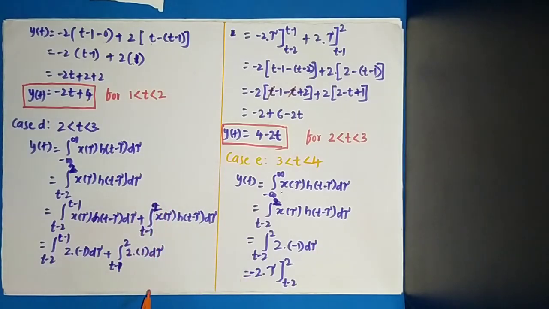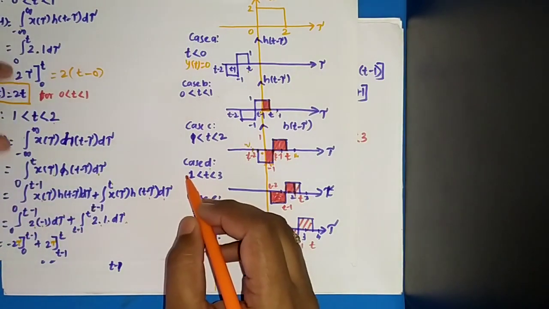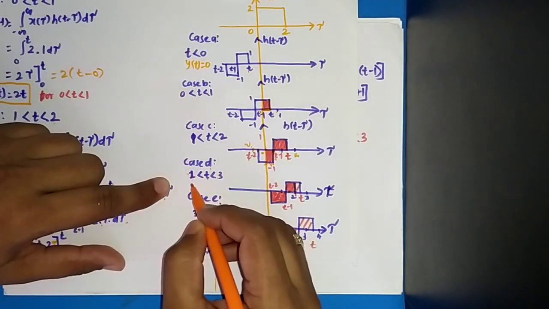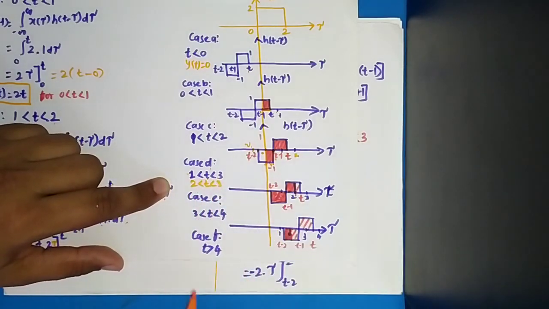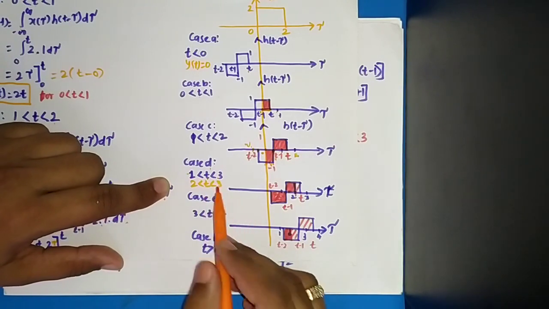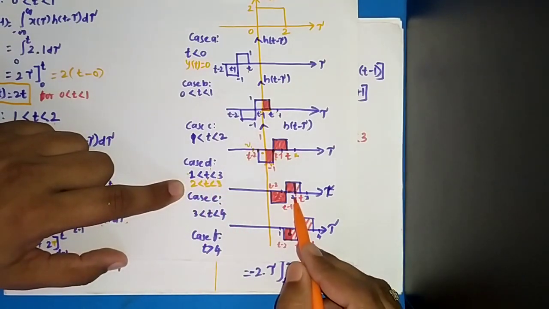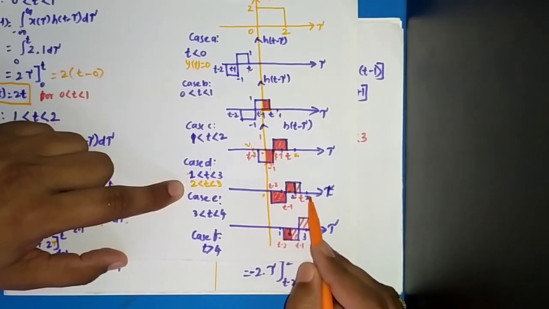This is case C. Okay, then in the case D, now we will be seeing that t is in between 2 and 3. This is 2 actually. T is in between 2 and 3. So if this is the case, what will happen? You can see here, this is the 2, okay, 0, 1, 2 and 3.